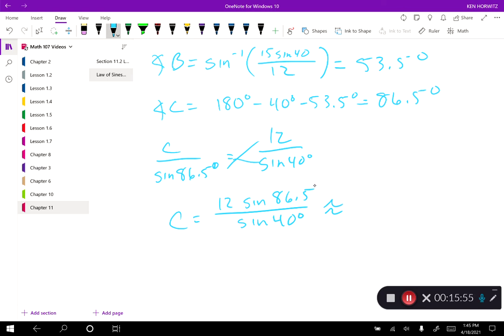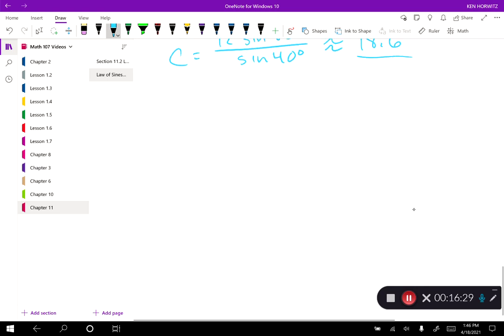But what if you put it in and you weren't in degree mode? You would get a wrong number out. Showing your work is really beneficial so we know that you know what you're doing. I got 18.6 for side C. So there's angle B, there's angle C, and there's side C. That's what we needed to solve this particular triangle. Now I want to see what the other possibility is going to be, and the other possibility is that angle B is obtuse.